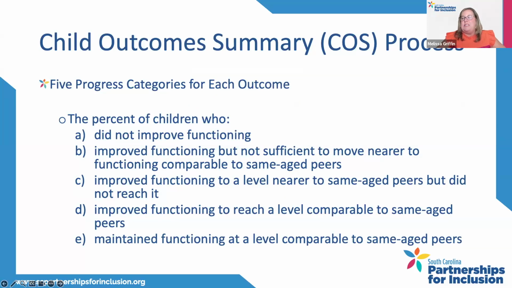So when we're looking at these 3 outcomes, there are 5 progress categories. You would have a child that maybe did not improve their functioning in one of those outcomes, or improved their functioning, but it's not sufficient to move nearer to functioning comparable to same age peers. You could have a child who has moved functioning level nearer to same age peers, but did not reach it. You can also have a child who has moved their functioning up to a level comparable to same age peers, or that they are already doing that and they are maintaining, which is E.